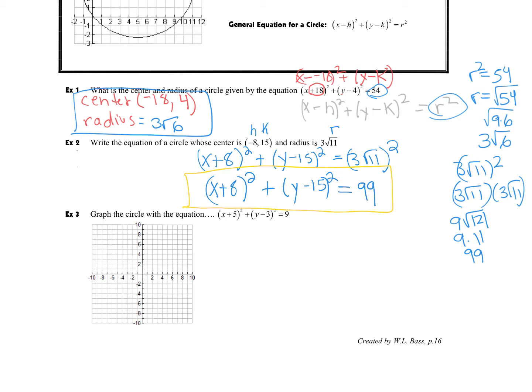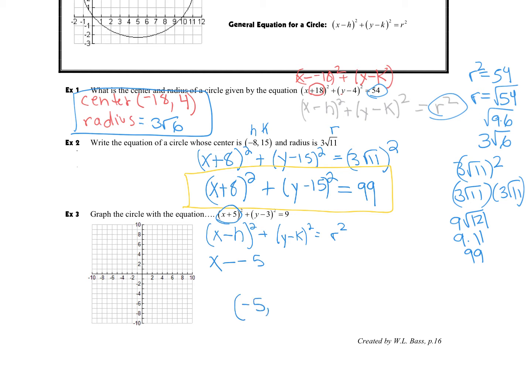In example 3, we're asked to graph the circle. Now to do so, you have to understand the equation here. When we look at this, this comes from (x minus h) squared plus (y minus k) squared equals r squared. So if I look at this being x plus 5, I know that that comes from x minus a negative 5. So my h value is going to be negative 5.